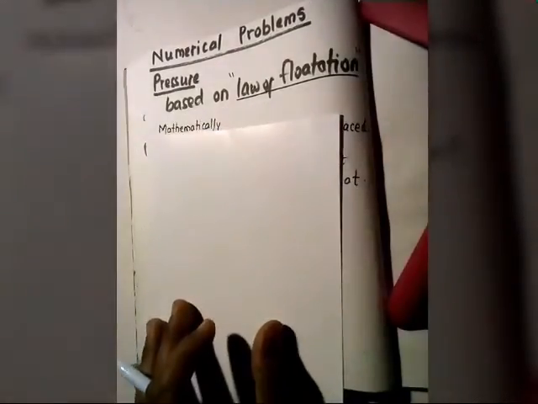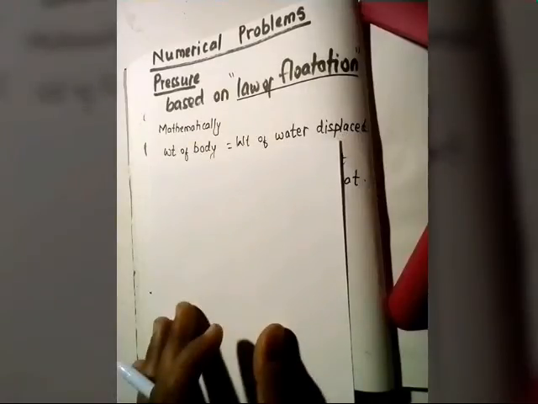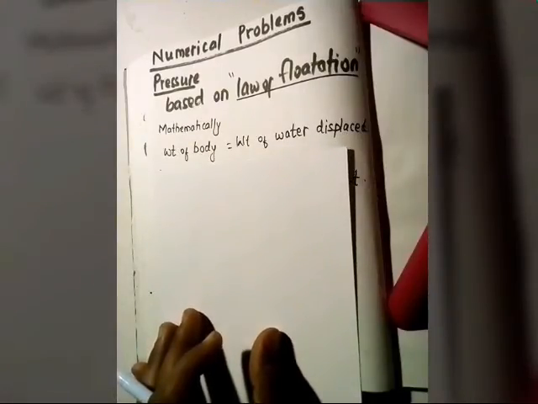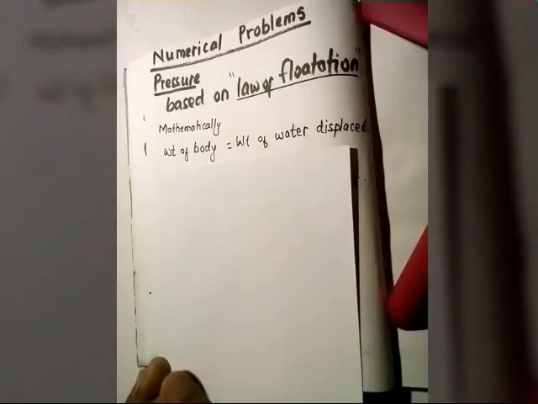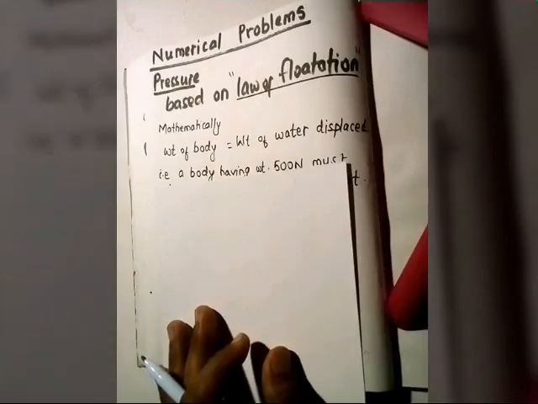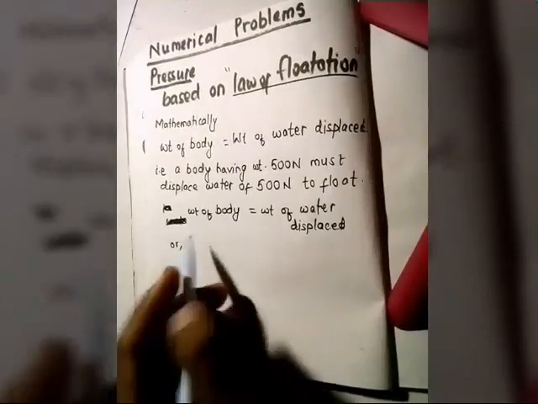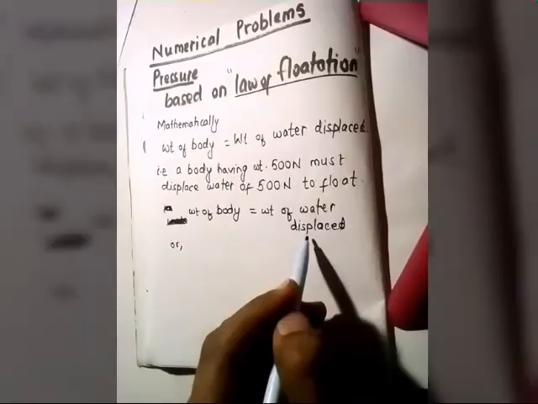Now the law of flotation states that, and I can write the mathematical form over here, the weight of the body must be equal to the weight of displaced water. That is, if a body has to float, it has to displace water equal to its own weight. Now if a body has a weight of 500 Newton, this body must displace water equal to 500 Newton. So we have weight of body is equal to weight of water displaced.